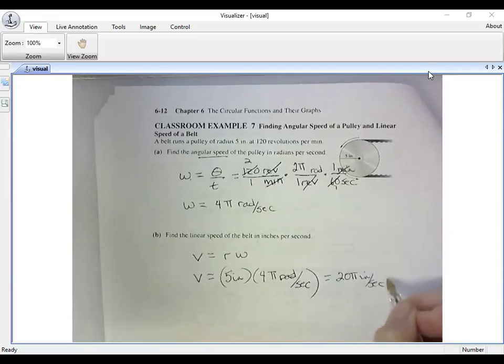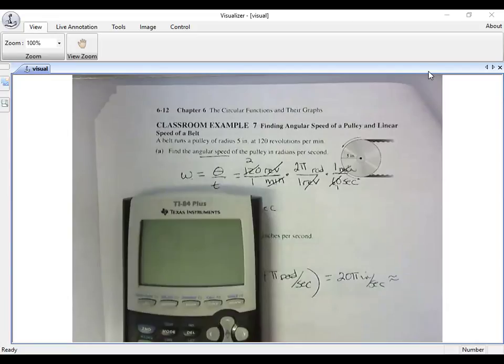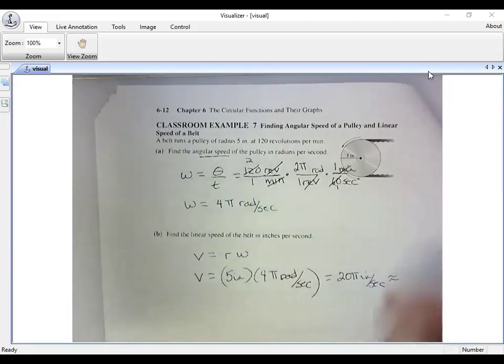And if we wanted to get an approximation for that, what would you do? Exactly. You want to take your calculator and you want to multiply 20 times the pi key in your calculator. So 20 times pi, that's that second rooftop, second exponent thing. So if I rounded this to the nearest inch, that would be about what? Looks like 63 inches per second. Is how fast that thing's spinning.